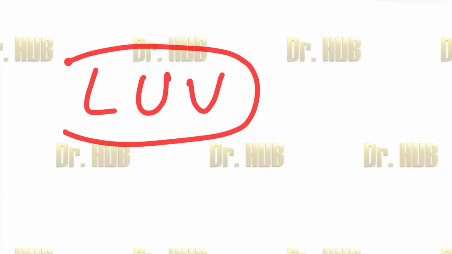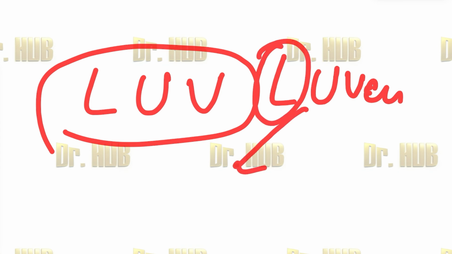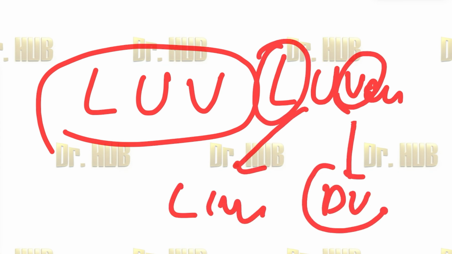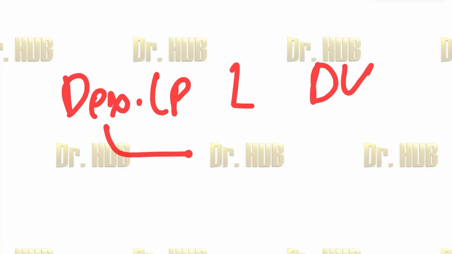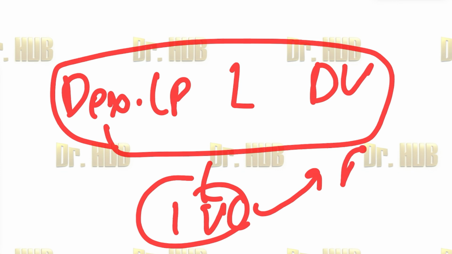Then from the placenta, it moves on to the LUV, the left umbilical vein. From the left umbilical vein, L stands for the liver and V stands for the ductus venosus. So from here, there are three: deoxygenated blood from the lower part, the liver and the ductus venosus. All three combine into the IVC and then it again moves on to the right atrium.